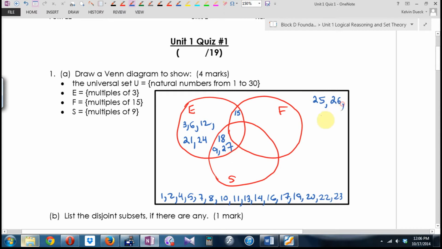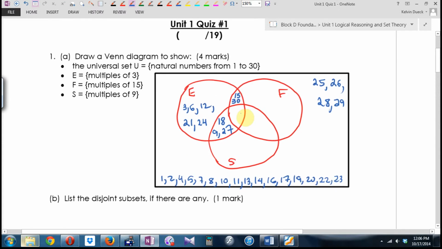28, 29, where's 30 going to go? Here? Where's 30 going to go? E and F. Did you say and? And now we're talking about what the word and means in terms of logic. It means an overlapping Venn diagram. Okay, now I got them all.